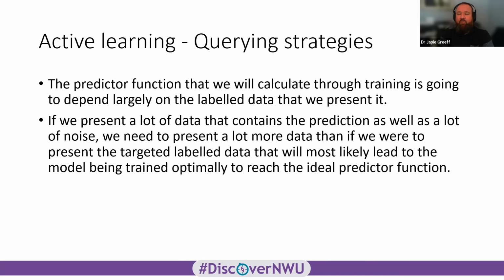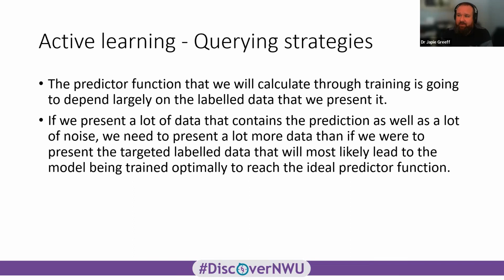Okay. If we present a lot of data that contains the prediction as well as noise, then we're going to need to present a lot more data than if we were to present the targeted label data that will lead to the model being trained optimally to reach the ideal predictor function. I pretty much read that verbatim, but that very much encapsulates the goal that we want to have. We want to organize our data in such a way that it is going to lead to exactly what we want the model to be, rather than forcing it to go through all of the noise that makes it kind of miss the goal and then reach the goal and miss the goal and reach the goal. Okay, so that's what we're trying to zone in on, is that ideal predictor function.